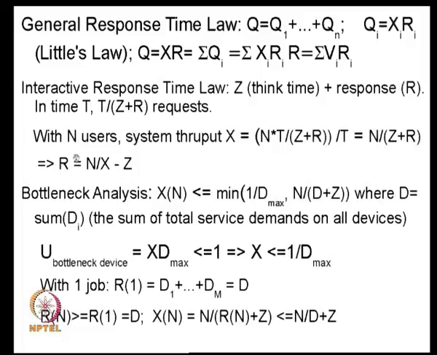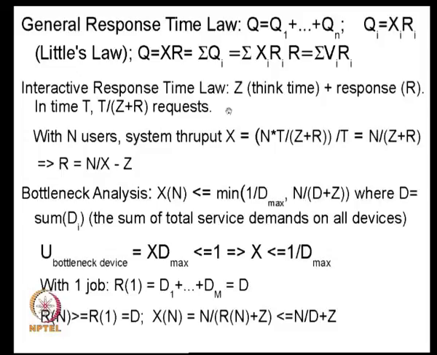Again, with n users, what happens? Now the n of these users can all make n times t requests, divided by t, because that is the total time you are thinking about. So the system throughput is given by X = n / (Z + R). The response time is therefore given by R = n / X - Z. If you have an interactive system, this will be useful.